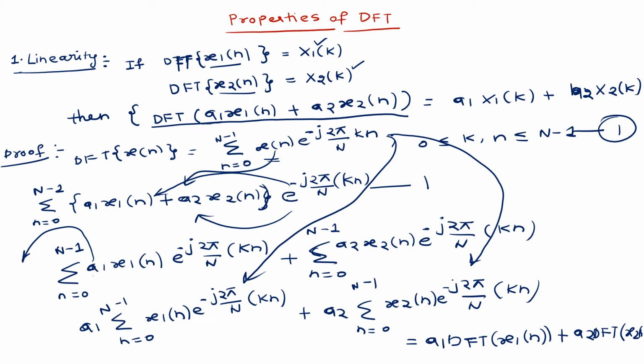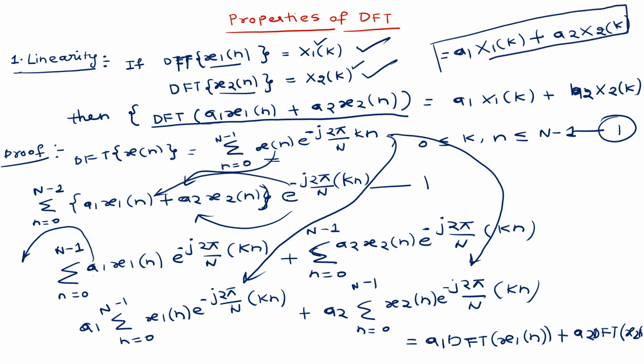Now DFT of x1 of n, they have already given us as X1 of k. So we will get the final answer as a1 X1 of k plus a2 X2 of k. So this is our final answer. It satisfied the linearity property. Hence, this is the linearity property of DFT.